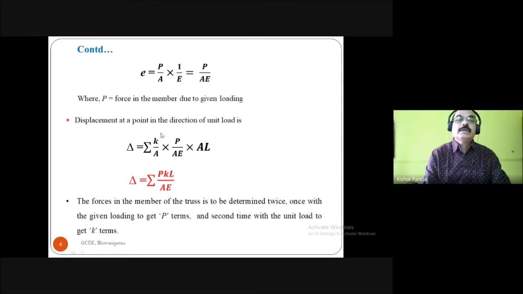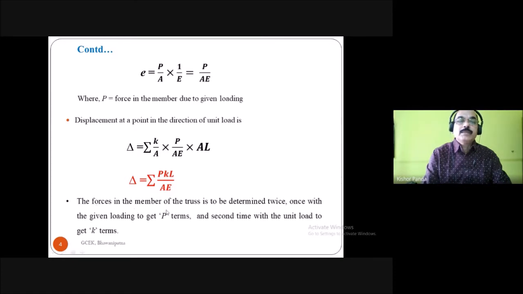Then you know the strain due to the given loading system is equal to P by A into 1 by E, which is P by AE, where P is the force in the member due to the given loading. Then you can find the displacement at a point in the direction of the unit load using this formula. Delta is equal to summation of K by A into P by AE into AL. Then the displacement at a point, delta, is equal to summation of PKL divided by AE.